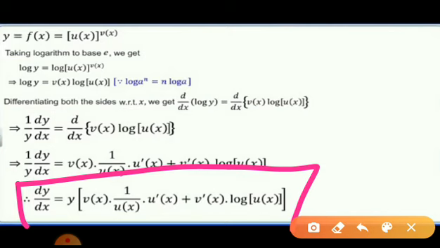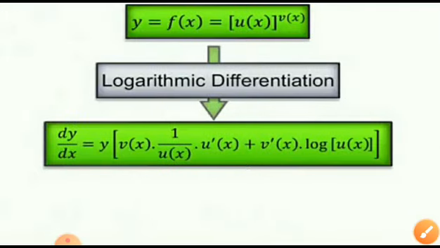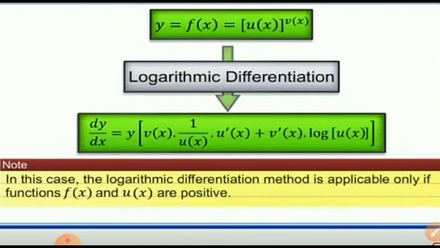Is that clear? At the last, you have to write the value of y. Your y is u of x raised to v of x, according to your question. So the procedure, is it clear? Take log on both the sides, use the property, differentiate it, and at the last, substitute the value of y. So this is the procedure that we have done.